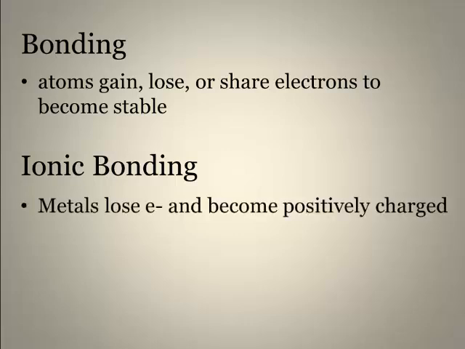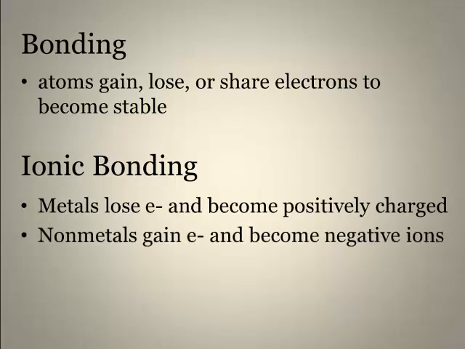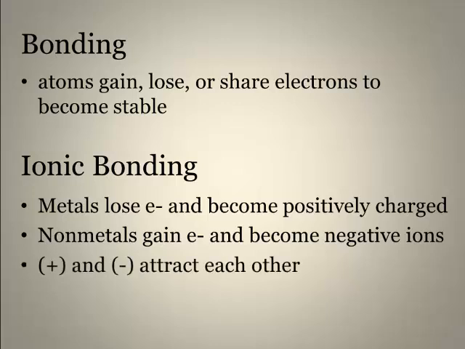Ionic compounds form when metal atoms lose one or more electrons and become positively charged ions. Nonmetals gain one or more electrons and become negatively charged ions. Then these positive cations and negative anions attract each other, as all opposite charges do. This attraction is what we refer to as an ionic bond.